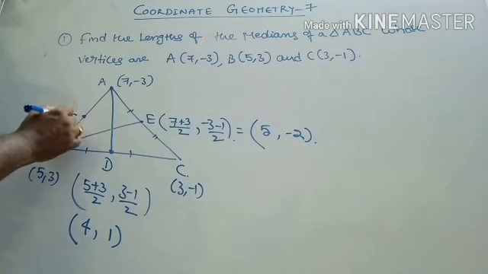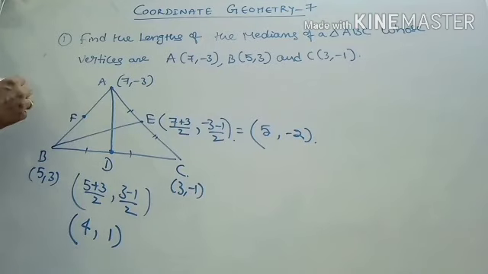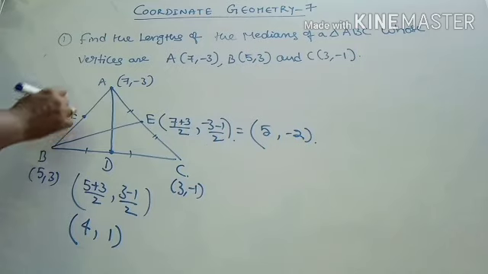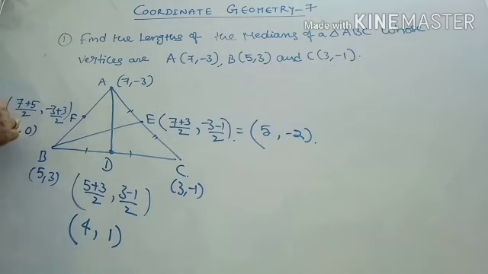Now F is the midpoint of A and B. That we get as 7 plus 5 by 2, comma minus 3 plus 3 by 2. This is 7 plus 5, 12 by 2, that is 6, and minus 3 plus 3 is 0, 0 by 2. So F is 6 comma 0, you have got.